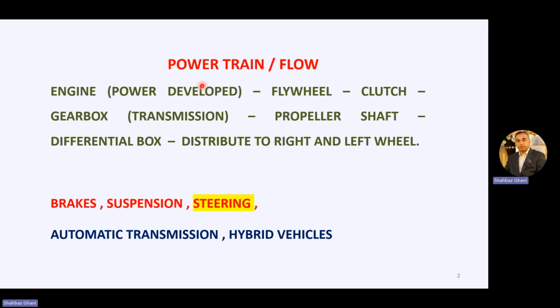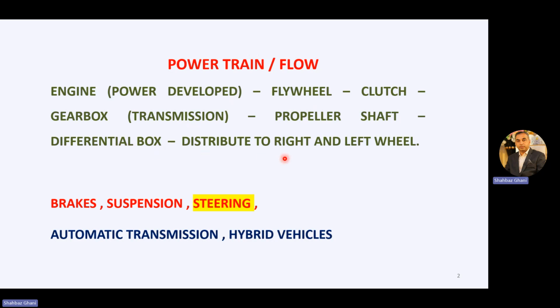We know the power flow, or the powertrain, of a conventional vehicle. We have an engine where the power is developed, then it is forwarded to the flywheel and then the clutch. From the clutch, the power goes to the gearbox, which we call the transmission. From the transmission, it is transferred to the propeller shaft, and that propeller shaft carries the power to the differential box where it is distributed to the right and left wheels.